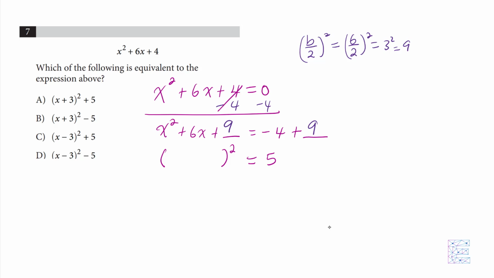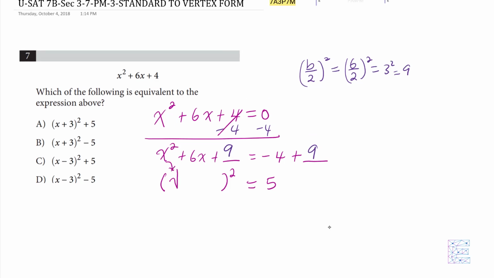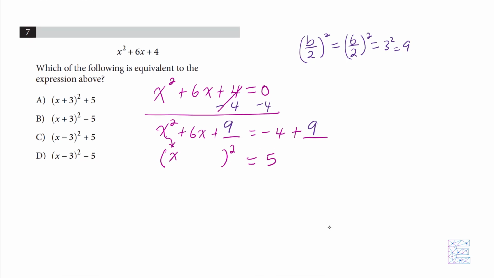So how do we fill in this parentheses? We always take the square root of this first number, and then we take the square root of this last number, and then we always copy the first sign. So we have x plus 3 squared equals 5. And to complete this, we then move this 5 back to the left side. So subtract 5 here. If you subtract 5 on the right, you subtract it on the left also, for the final answer of x plus 3 squared minus 5. And that makes B the correct answer to this question.